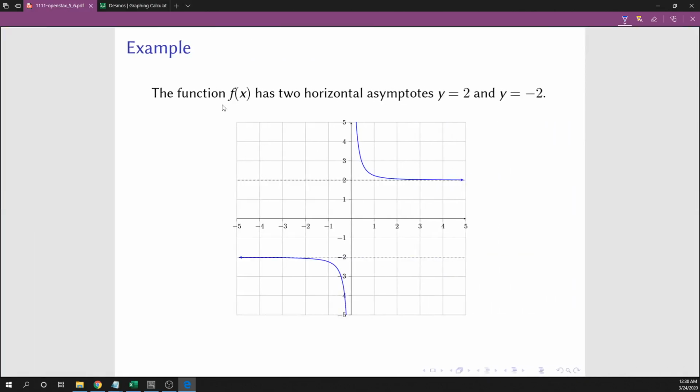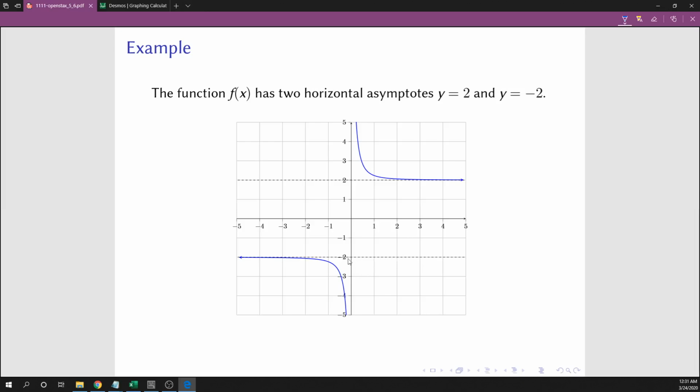So here's an example of a function. Here's its graph. And this graph has two horizontal asymptotes, y equals 2, which is this upper dashed line right here. You can see that the graph of this function gets closer and closer to this horizontal line the farther you go. The little arrow indicates that the graph just keeps doing that same behavior as you go far to the right.